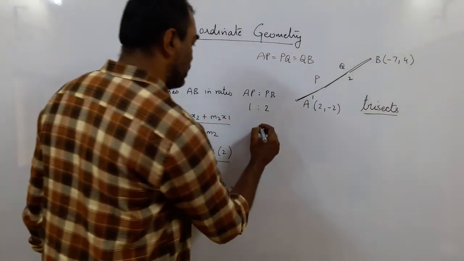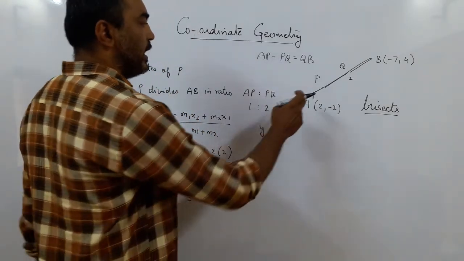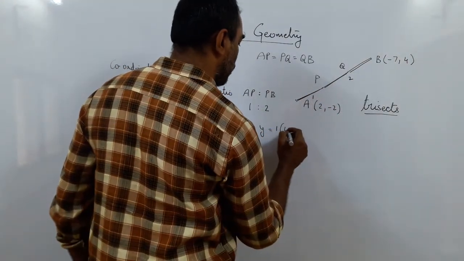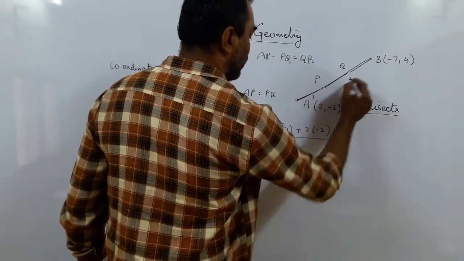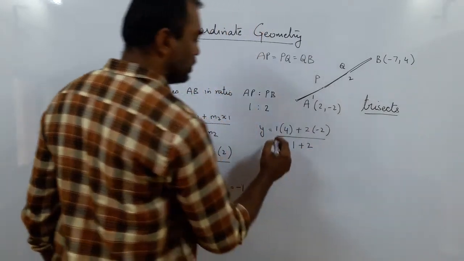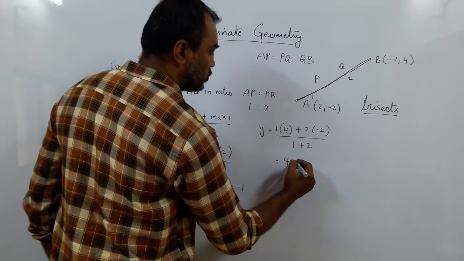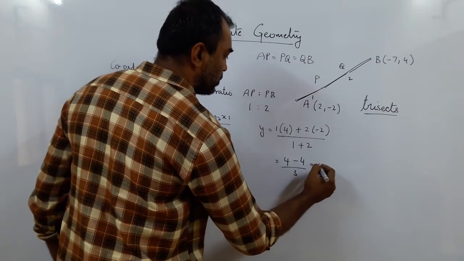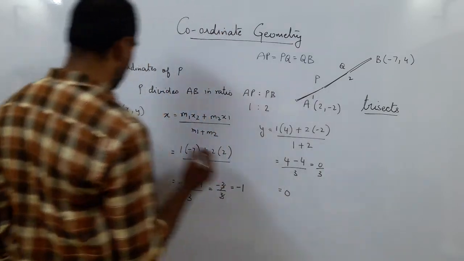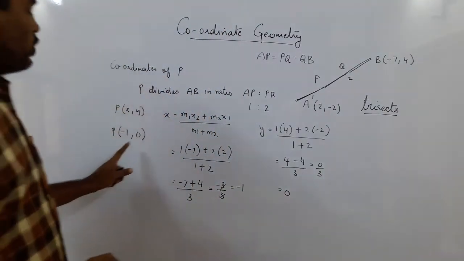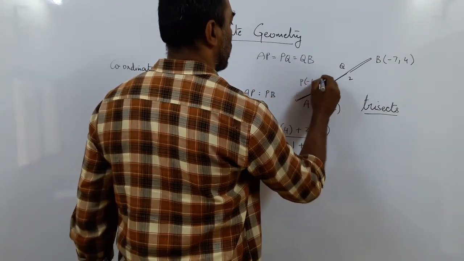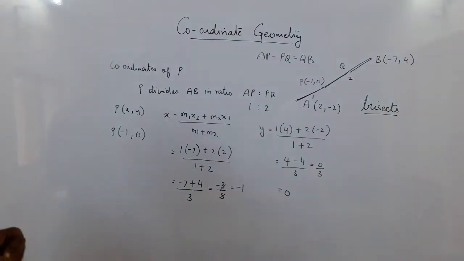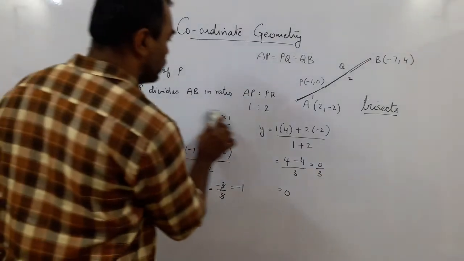Y coordinate, let us see. I am writing it directly. m1 y2 plus m2 y1: 1 into 4 plus 2 into minus 2 upon m1 plus m2, 1 plus 2. So 4, 2 into minus 2 is minus 4 upon 3, 0 upon 3 equal to 0. So the coordinates of the point P I got. What are the coordinates of the point P? Minus 1, comma 0. Okay, we got P. Now we need to rub the board here. And now we'll find Q.